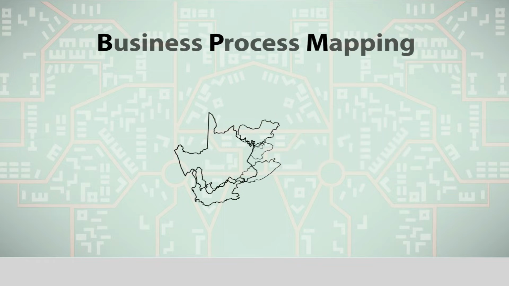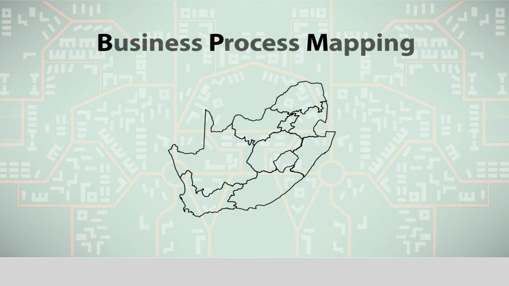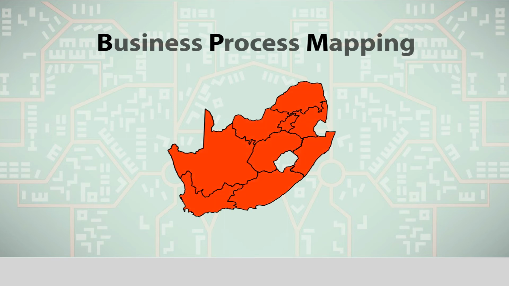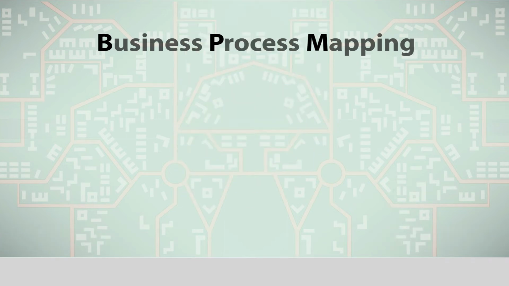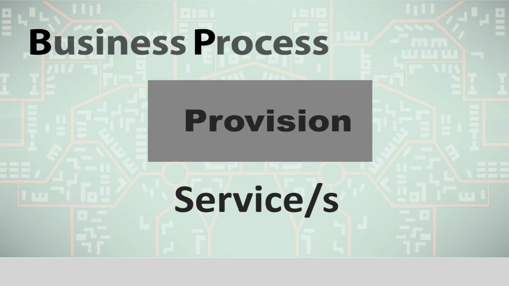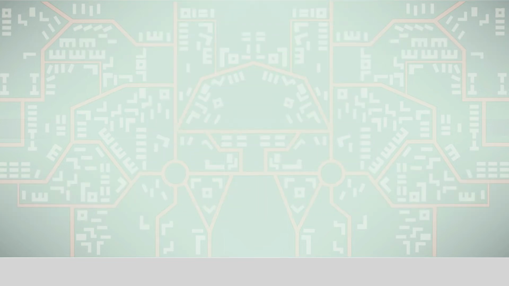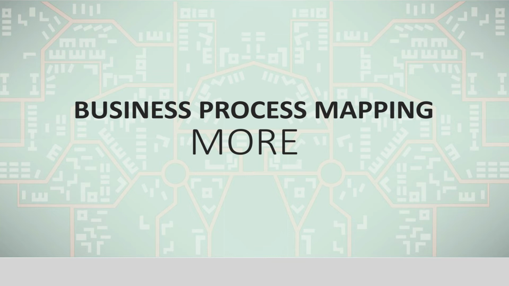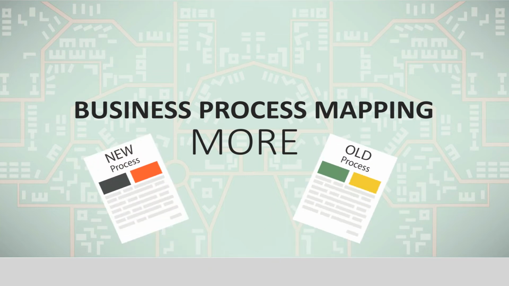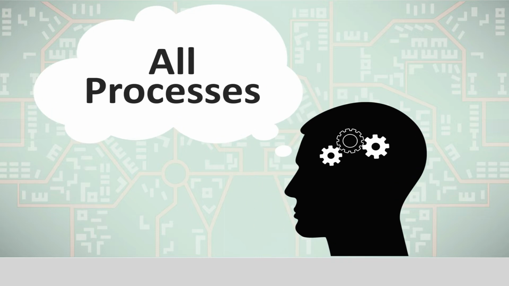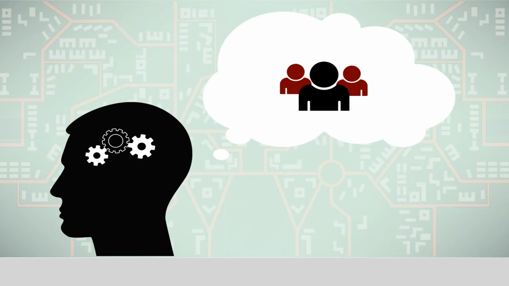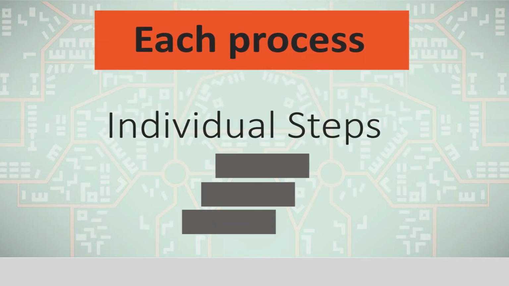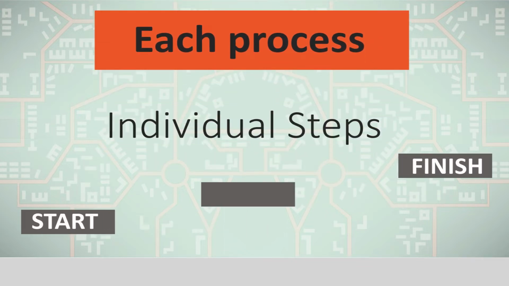In the South African government context, business process mapping is a means of defining and managing what happens from start to end in a business process, leading to the provision of a service or services. Business process mapping is more than just documenting a new or old process, and it involves the following: identifying all of your processes, identifying the person responsible for each process, breaking down each process into the individual steps performed from start to finish. No step is too small to document.